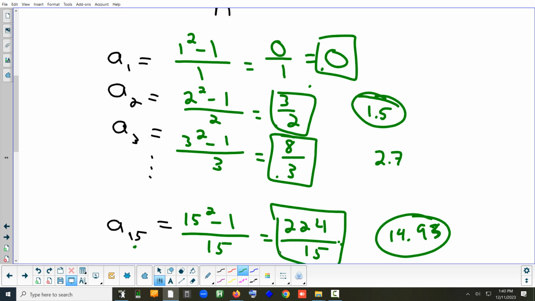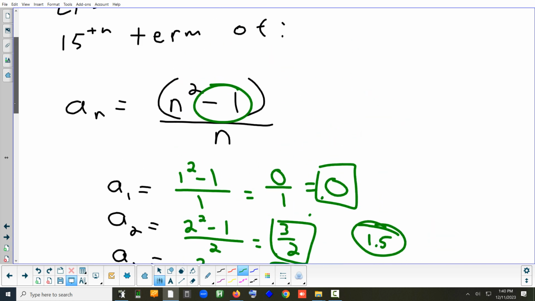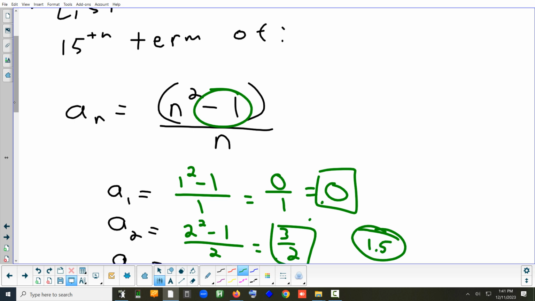Now, to find the 15th term, did we have to find the 14th term? Or the 13th or the 12th? No, we didn't have to find any of them because that's an explicit formula. If you want to find a term, you just fill in the number term you want.